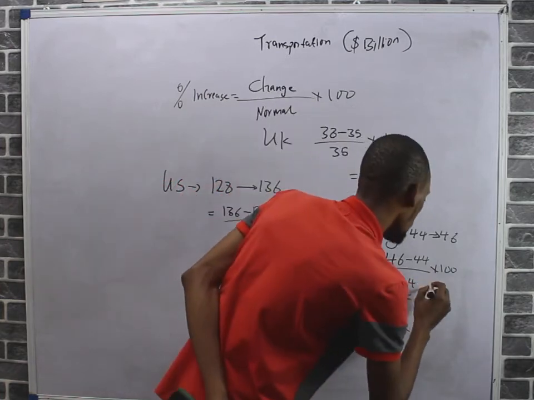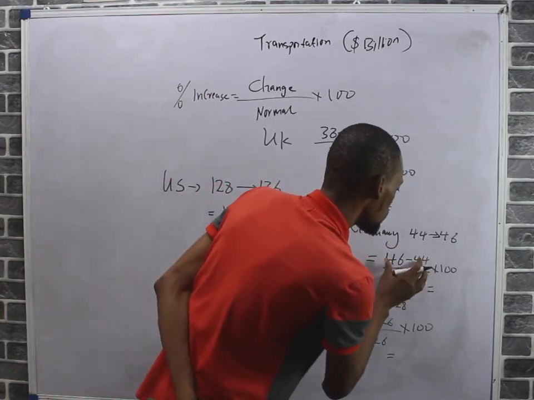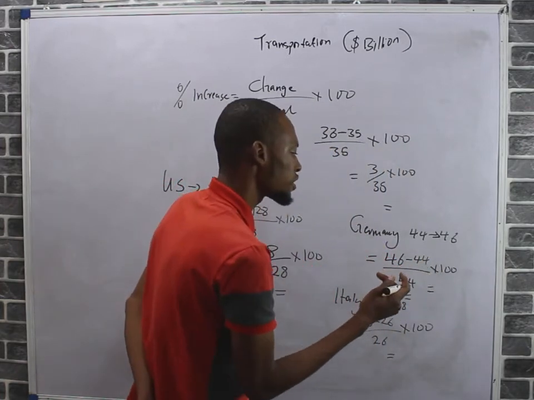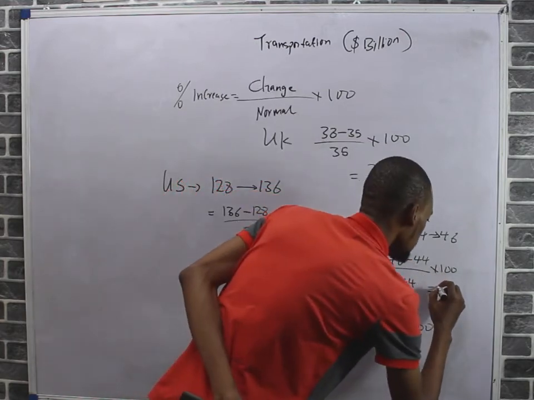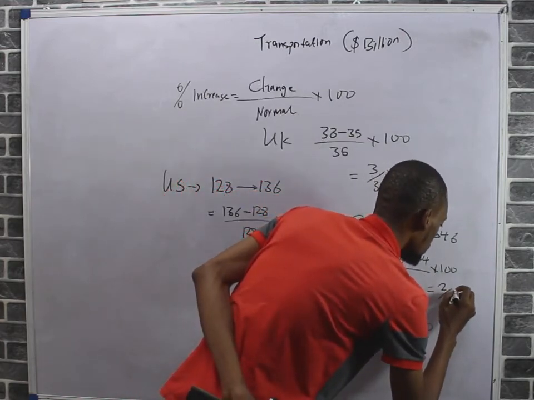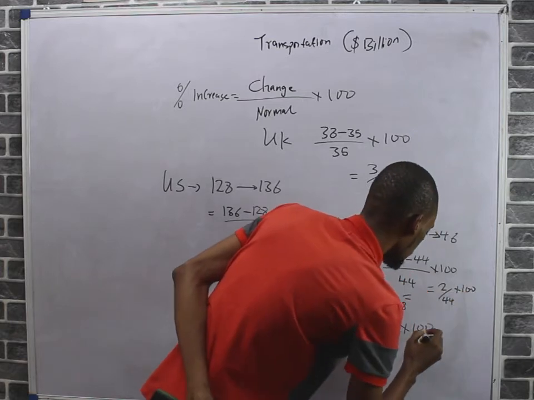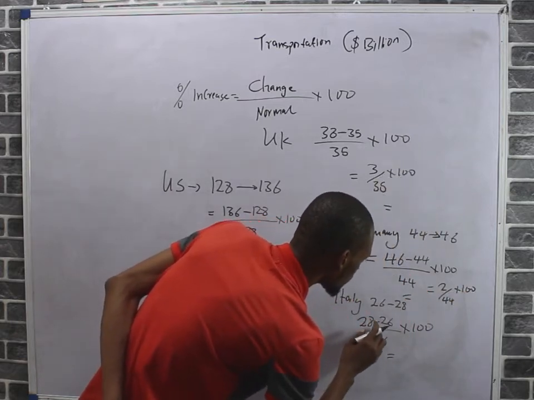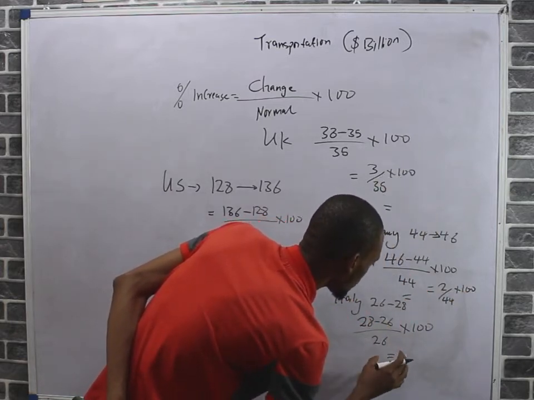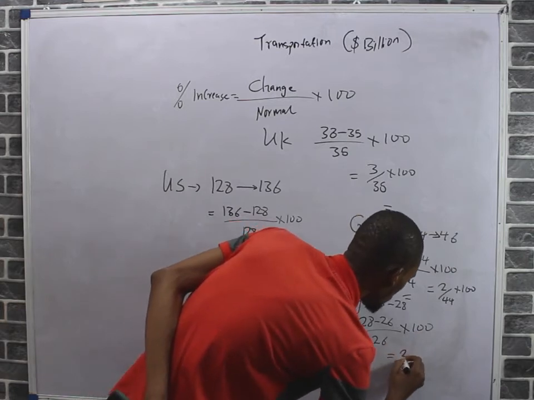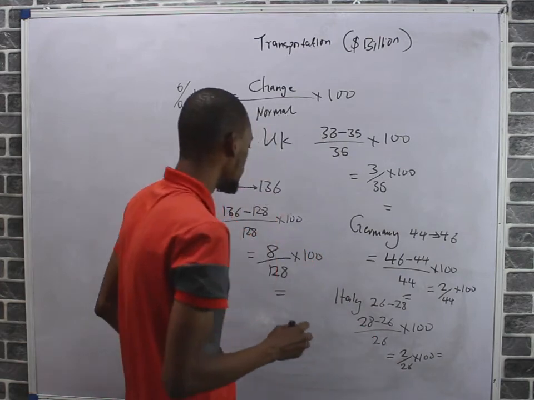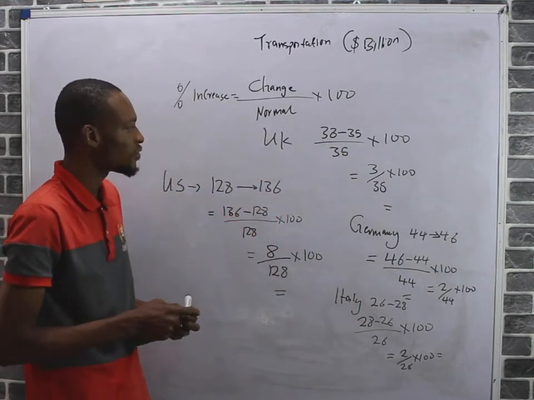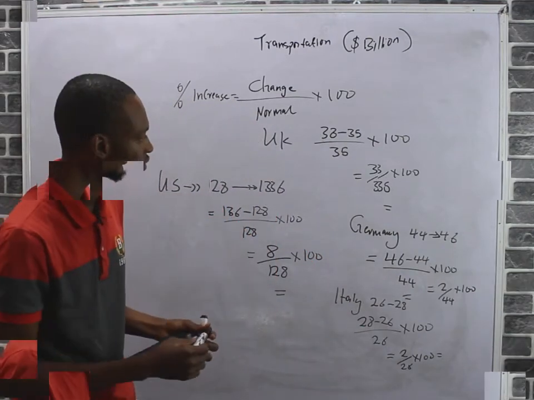For these guys, the change here is 2. 46 minus 44. This is 2 over 44 times 100. This is 26, 27, so 2 over 26 times 100. This is the formula for calculating the percentage change.